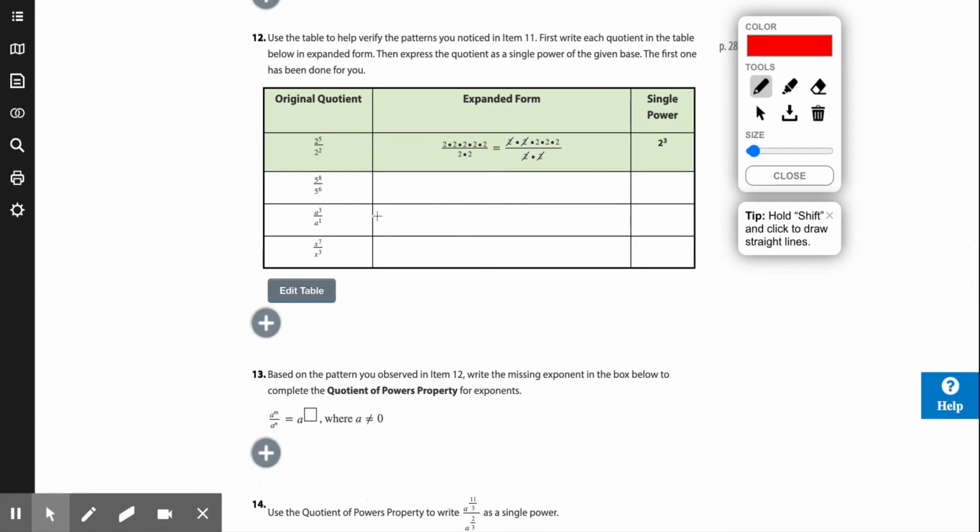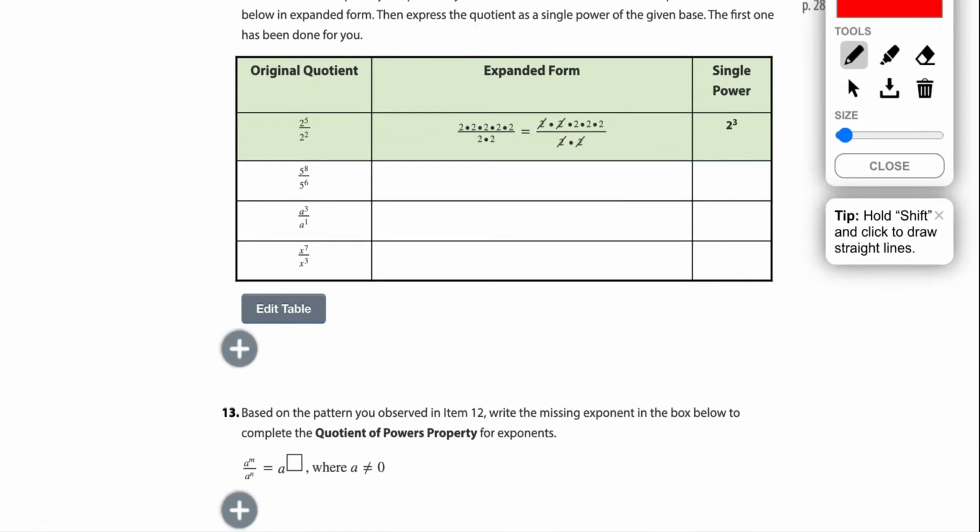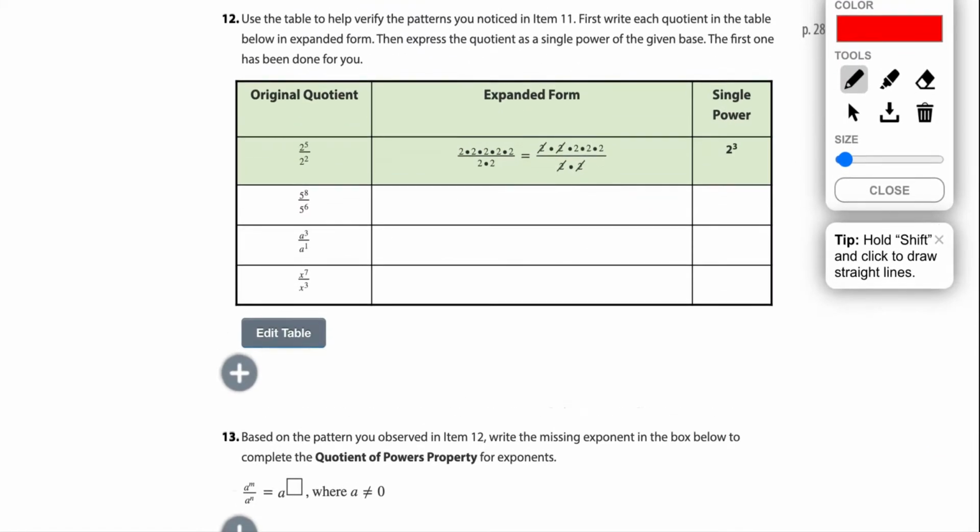All right, now we're going to look at the quotient property. Okay, let's zoom in just a little bit because these are getting kind of small. The quotient property is when you're dividing like bases. You can see that they've already written it out for you to show you what's actually happening. You have 2 to the 5th power, which is 5 2's being multiplied together, divided by 2 to the 2nd power, which is 2 2's being multiplied together.